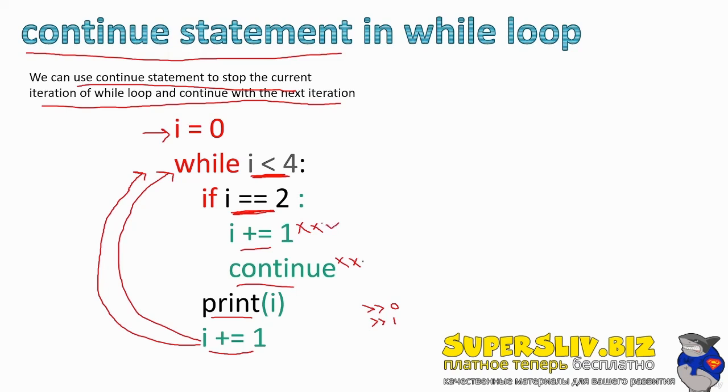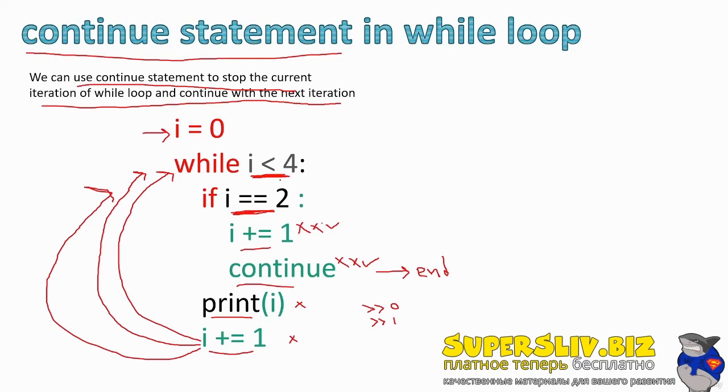Then it will run the continue statement. So the current iteration will be stopped. Therefore, it will not run these two codes. Again it will go to the beginning.